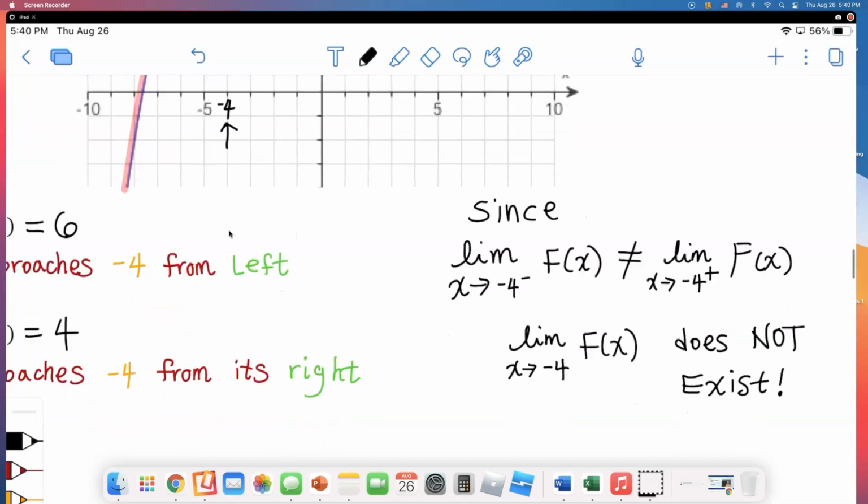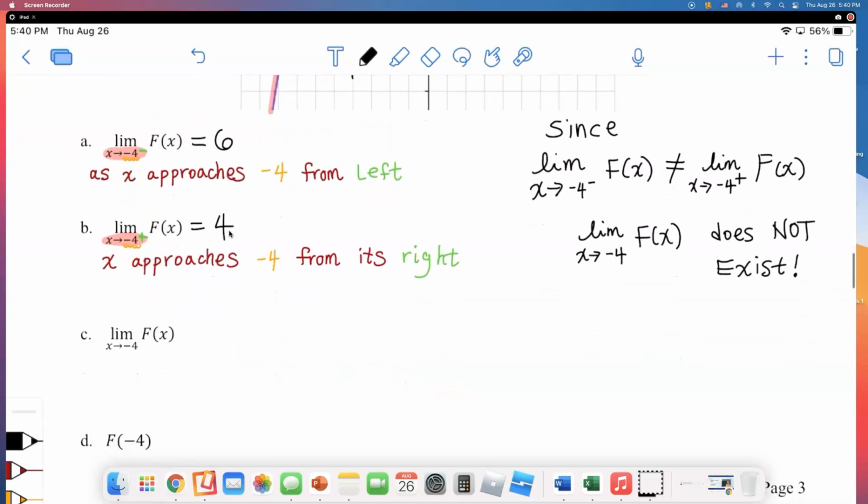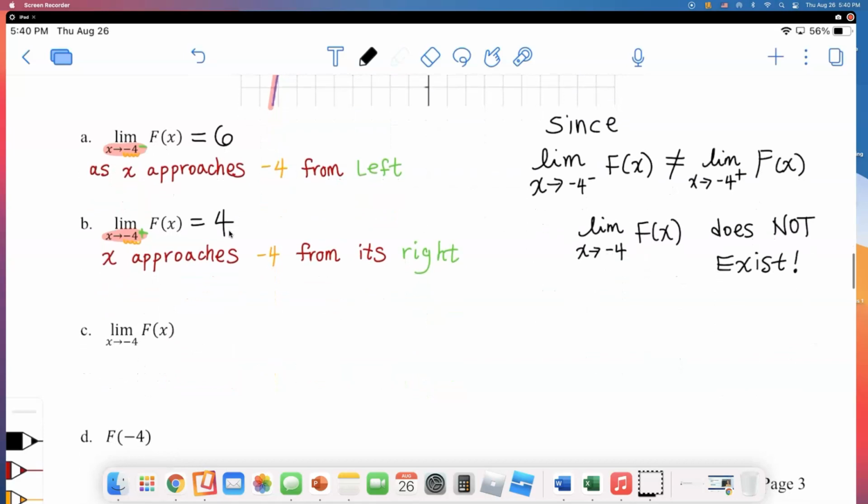Okay, so I think that's actually part C though. Yeah, that's what they were asking down here. You notice they don't have a symbol right here. That's the general limit from both sides. Because one of the answers was 6, the other one was 4. They are not the same. We have to just say does not exist. And the reason is right there: since the left-hand limit and the right-hand limit are not the same, the general limit just does not exist.